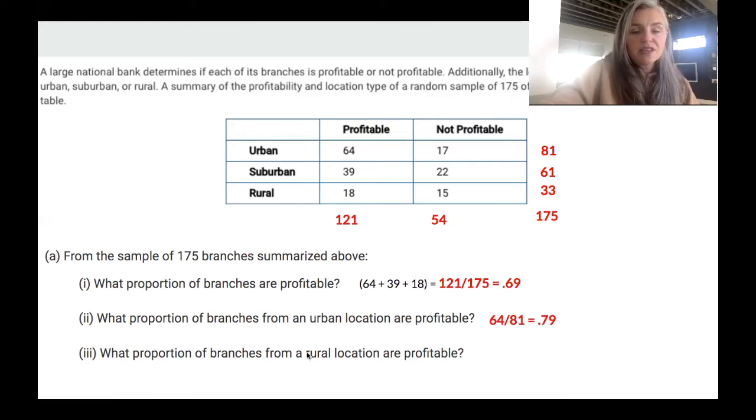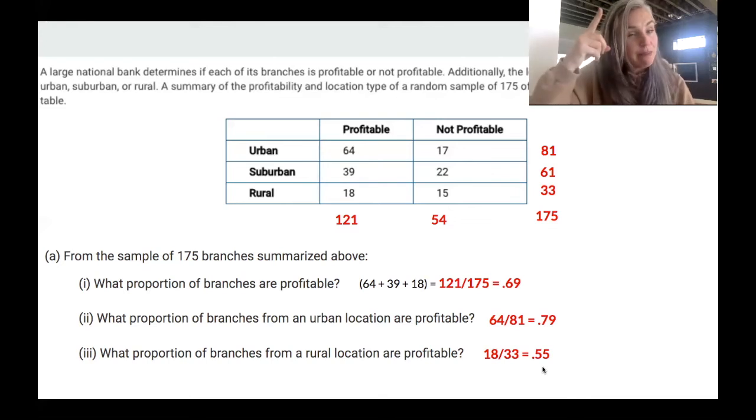What proportion of banks from a rural location are profitable? From a rural location tells you that's the denominator. There are 33 banks that are rural. I hate that word, by the way. How many are profitable? 18 of them. So 18 of the 33 rural banks are profitable, or 55%.